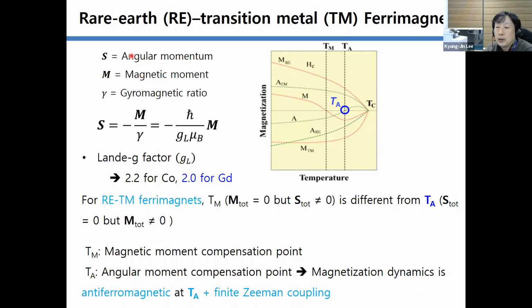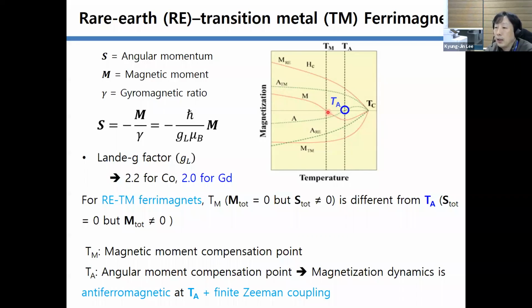As you know, the spin angular momentum is related to the magnetic moment M through the gyromagnetic ratio gamma. This gamma includes a material-dependent parameter, the Landé g-factor. They are different, which means that if you consider the variation of M as a function of temperature, this is the rare-earth element M, this is the transition metal element M, and because this is a kind of antiferromagnet, they have opposite sign.